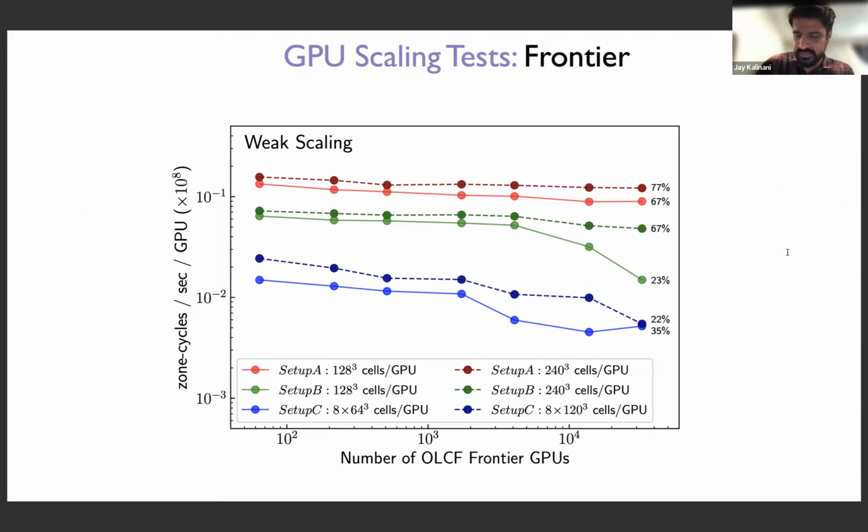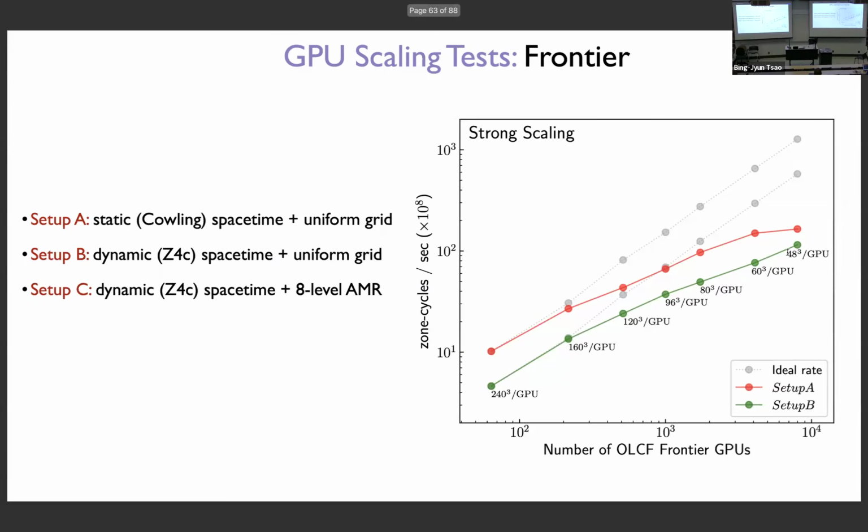Yes, before you continue, can you go back one slide? Can you maybe repeat what setup this is? Is this a binary, or is this a single black hole with matter on top? And are you comfortable telling us what happens in setup C when you have AMR?